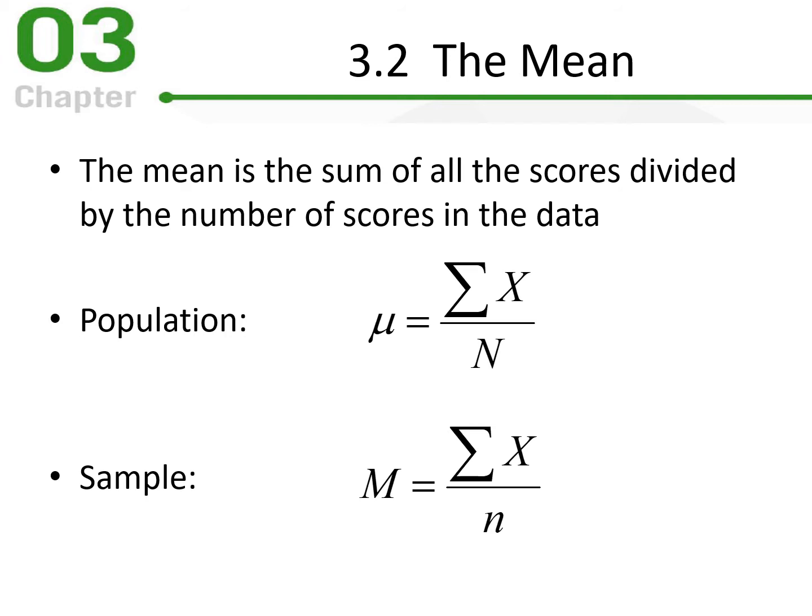X bar or capital M means mean of the sample. The population mean is always mu. And you add up all the scores in your sample, sum of X, divide by lowercase n, which is the sample size, and that gives you the arithmetic mean, right? There's different types of mean. You have geometric mean. We're not going to talk about that. We're just talking about the arithmetic mean. You have harmonic mean. You have other things. We're not going in those directions. This is basic arithmetic mean.